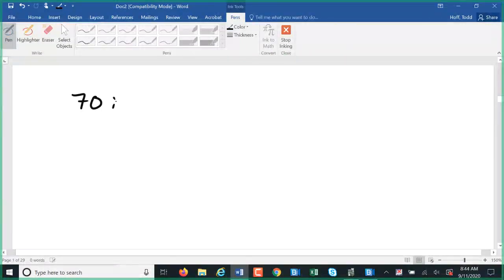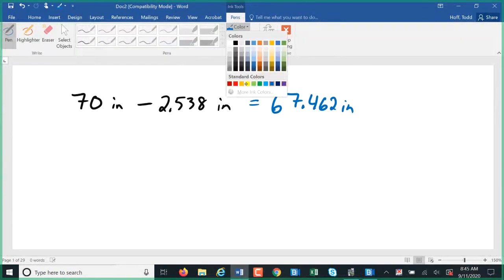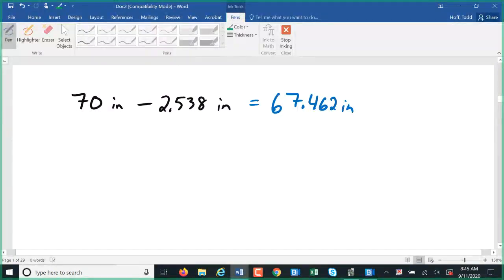Now this can come up with some really weird things, like this. 70 inches minus 2.538 inches. I subtract that and get 67.462 inches. However, what's the precision of this number here?